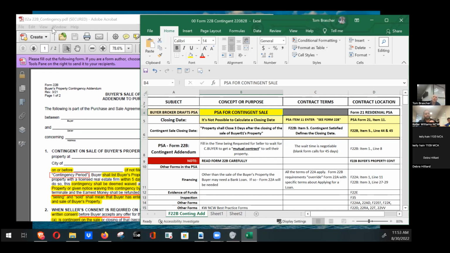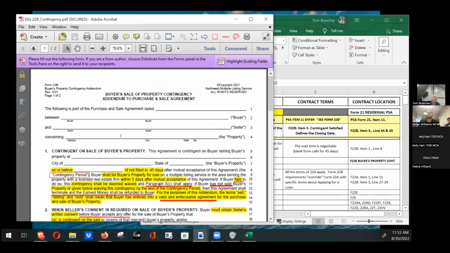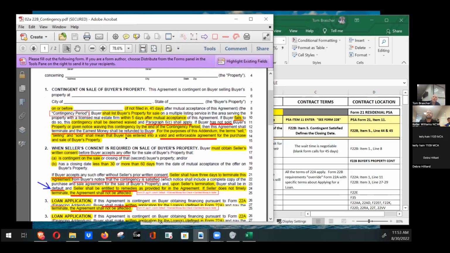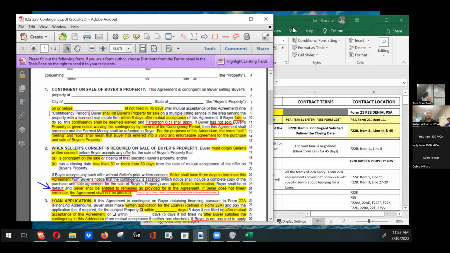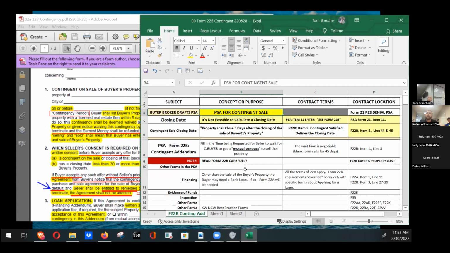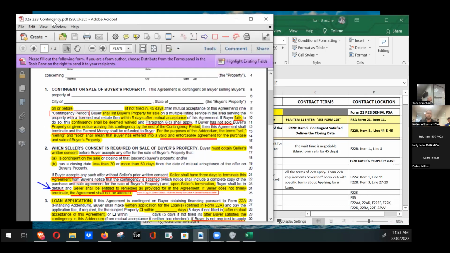So what I'm going to do today is I'm going to focus on Form 22B. And 22B has 7 sections, and I have them over here on this Excel, all 7 sections. And I don't care whether we get through all of it today or not. What I do care about is the interaction and making sure that you're comfortable with this.